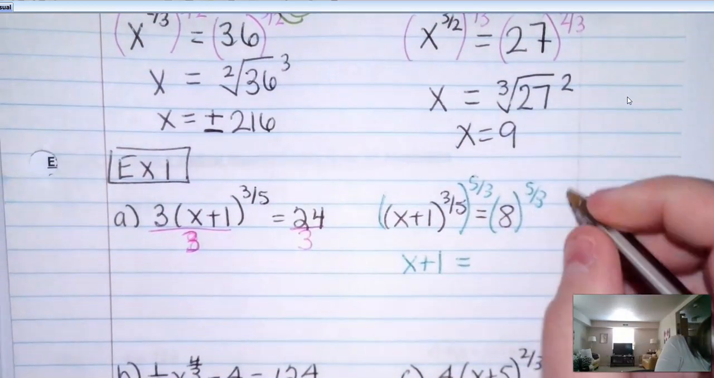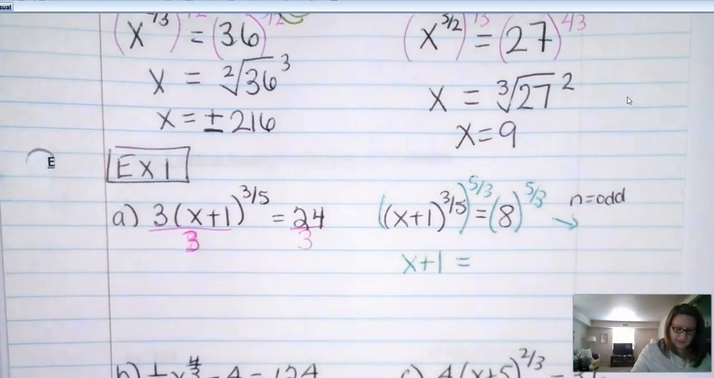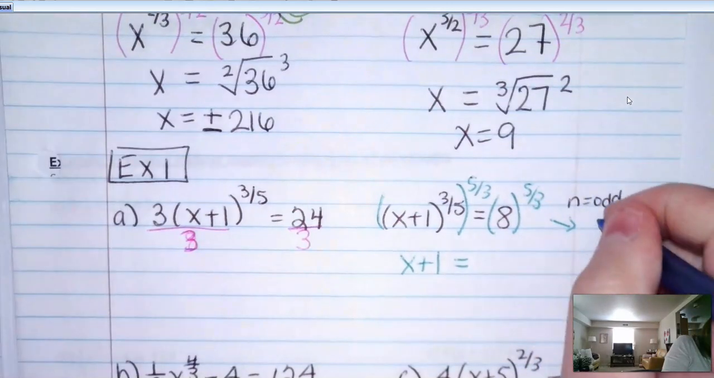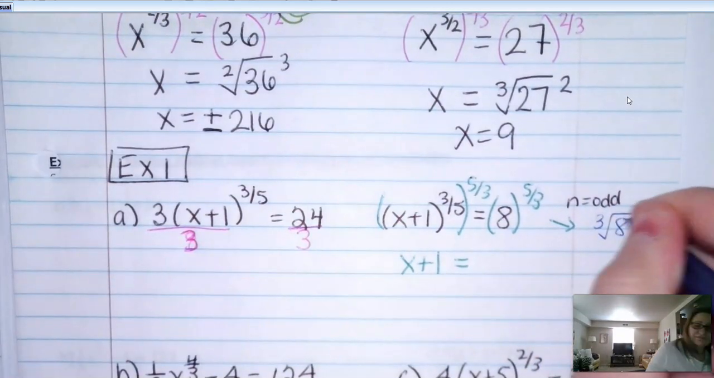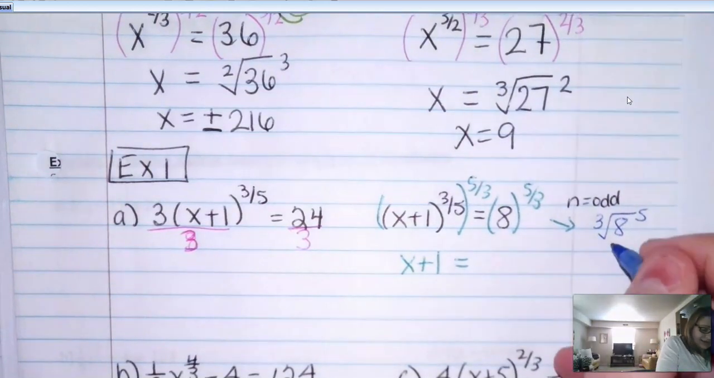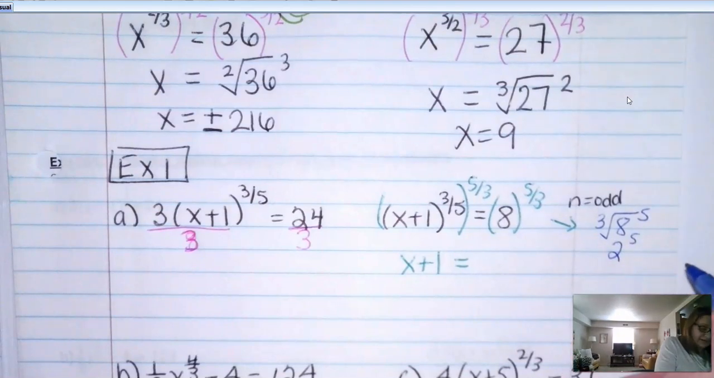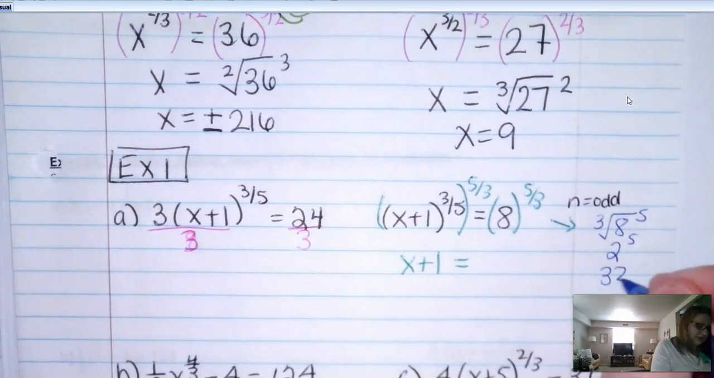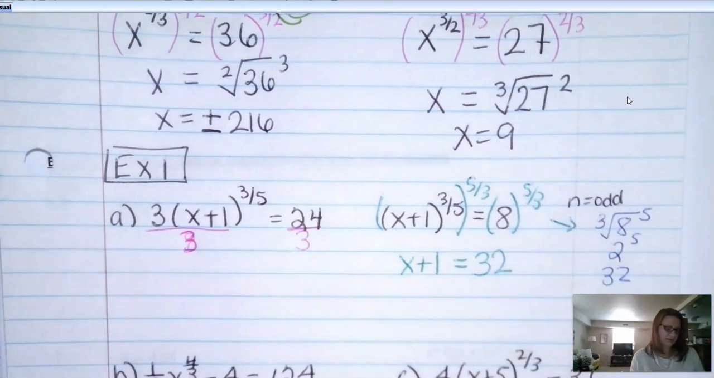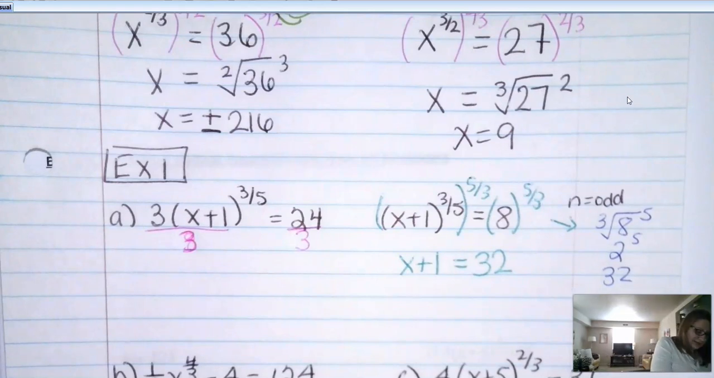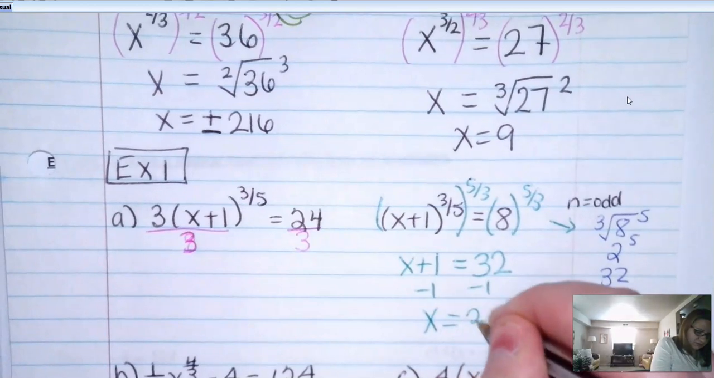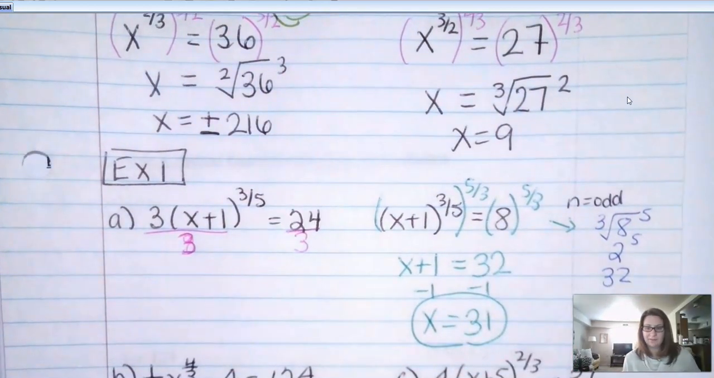Now, this guy, and if you want to write that to the side, it's up to you. This is going to be, bottom out, the cube root of 8 to the 5th. Okay, now, cube root of 8 is just going to be 2. And then to the 5th power, that's going to be 32. All right, so here I've got x plus 1, and the cube root of 8 to the 5th is 32, and I just have one more step, and that's to subtract the 1. So my answer to that question would be 31. And you can, of course, plug that back in to check.